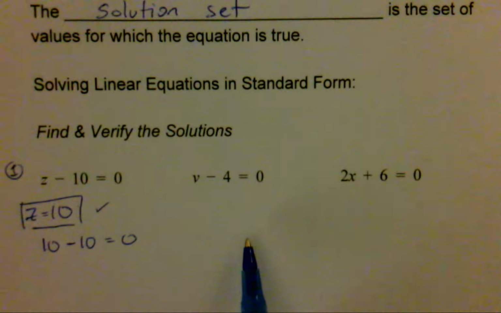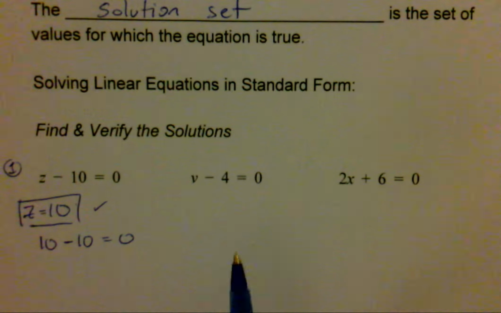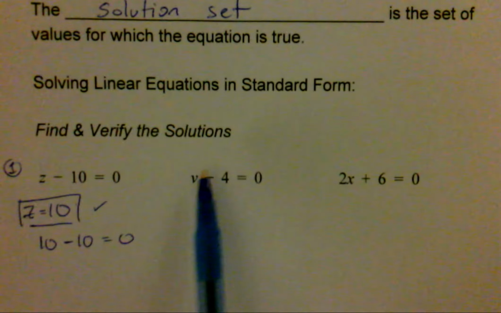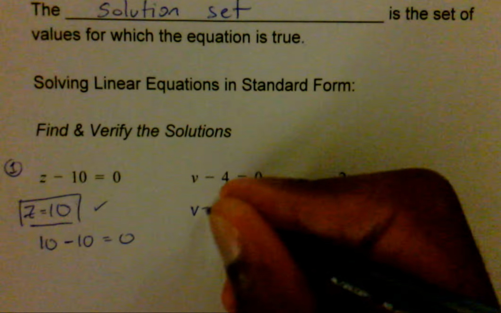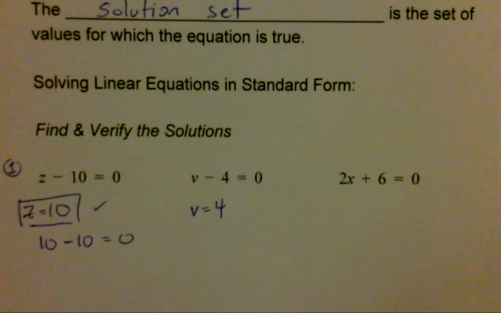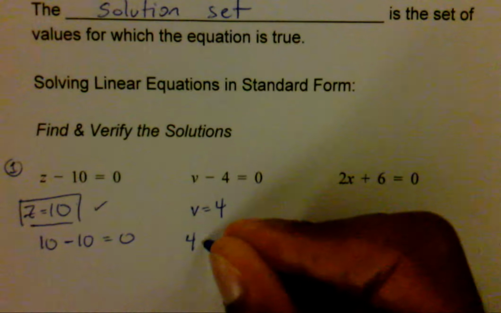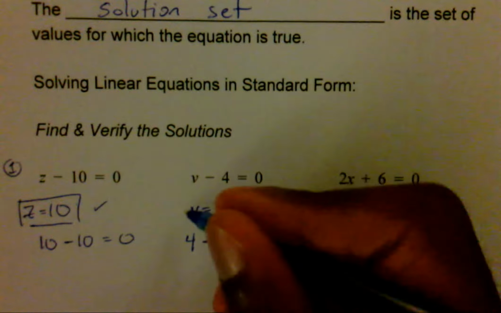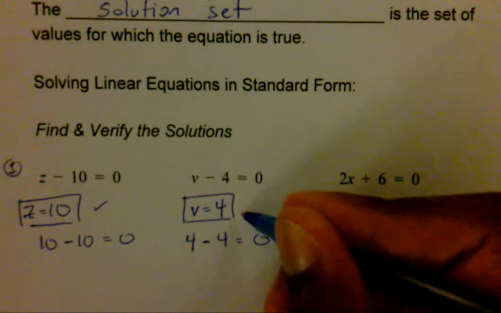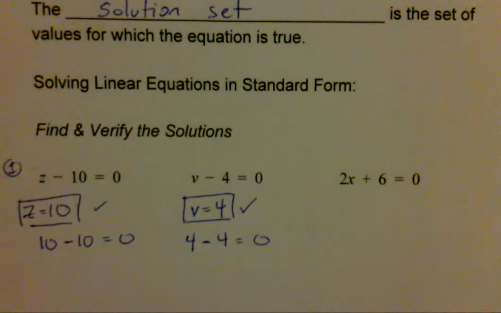Now if I go to my second example here, we have an equation v minus 4 equals 0. So I'm going to ask myself the same question. What minus 4 will give me 0? Well, I think if v equals 4, then I should get 0. And I need to check that by just calculating 4 minus 4. And that is in fact equal to 0. So again, I see that this is the correct solution, and that checks.